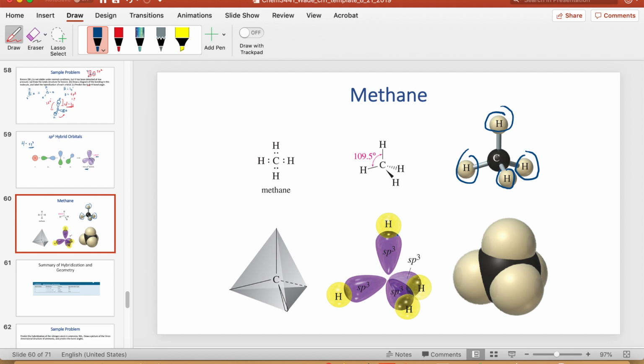Now, the bonding diagram for this: look over here, sp3 to hydrogen 1s. If I were to ask you what orbitals are involved in the bonding, you would say carbon sp3 overlapping with hydrogen 1s. These are the orbitals making up the bond. All you need to do is count bonding groups, and that tells you what you have.